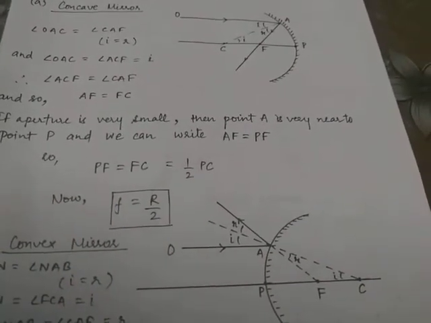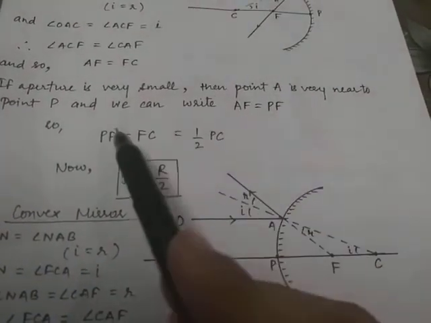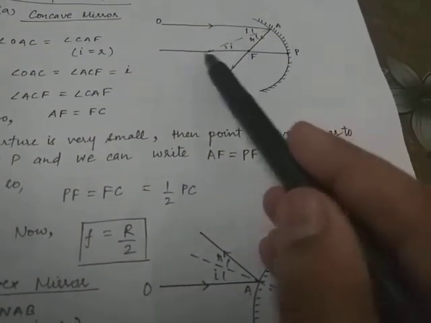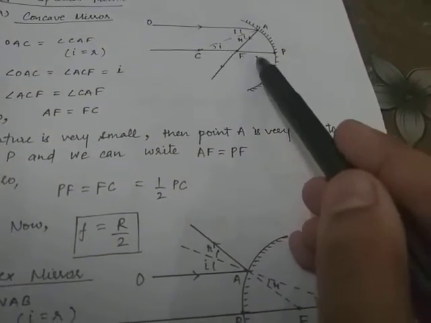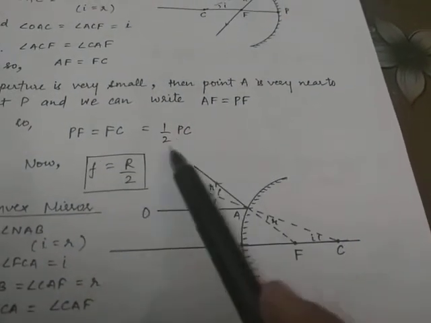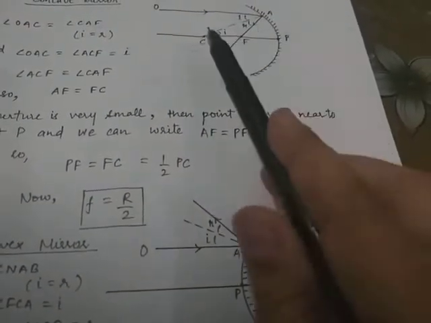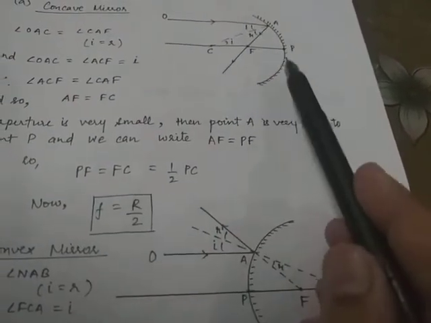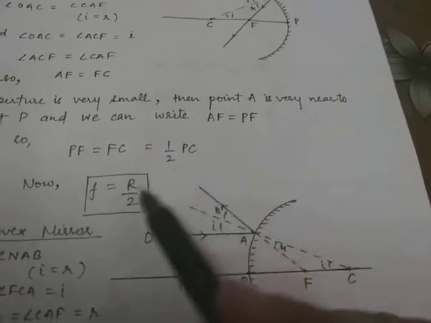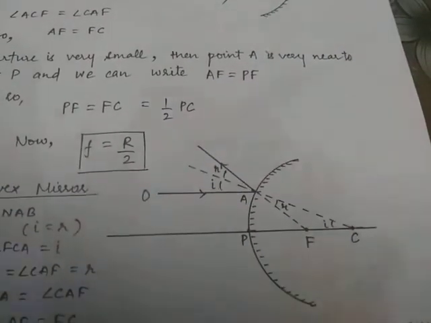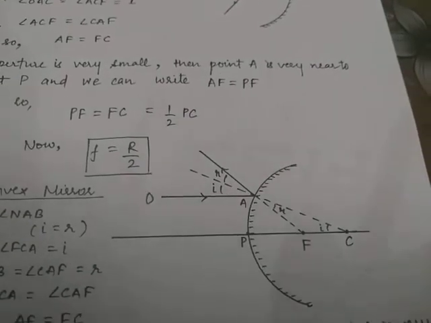So we can replace AF by PF, so it will become PF is equal to FC. One line, both parts are equal, means one part is half of the total line, means PF is half of the PC. Now it is very clear that PF is focal length and PC is radius of curvature. So the formula is F is equal to R by 2. That is for concave mirror.